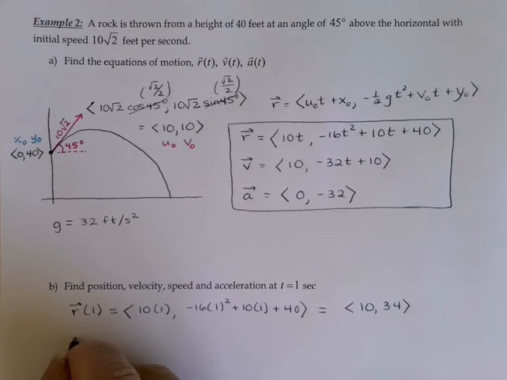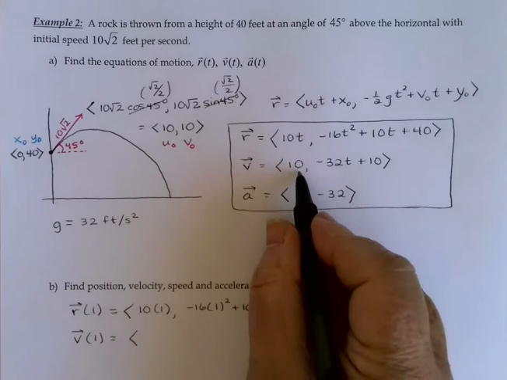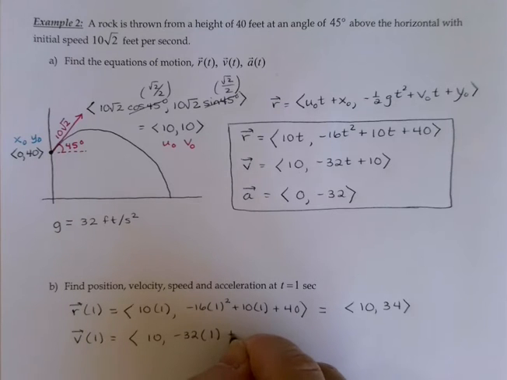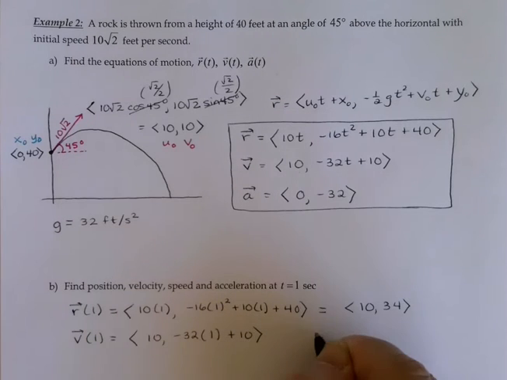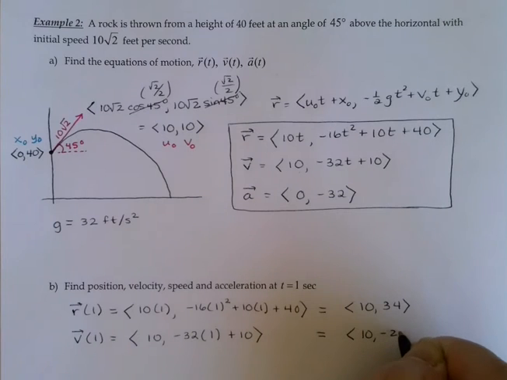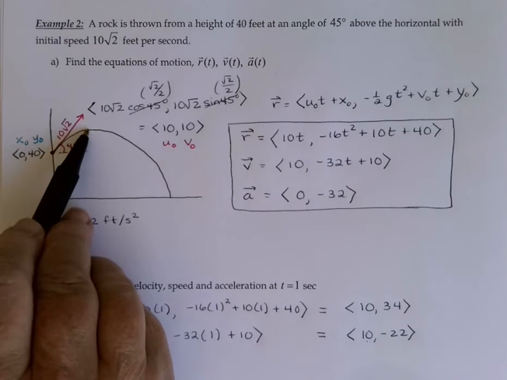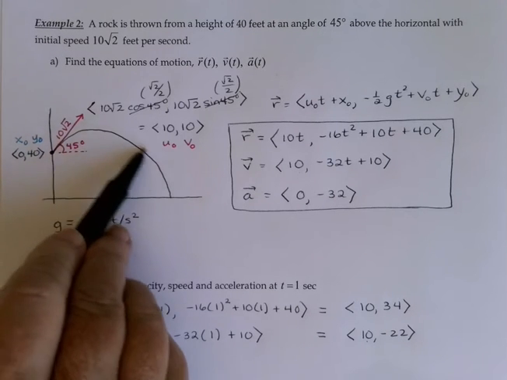Same idea, V of 1. Plugging 1 in here, negative 32 times 1 plus 10. And that's going to be 10, negative 22. So notice, at this point, velocity is still to the right but down. So we must be past the vertex here and on our way down.